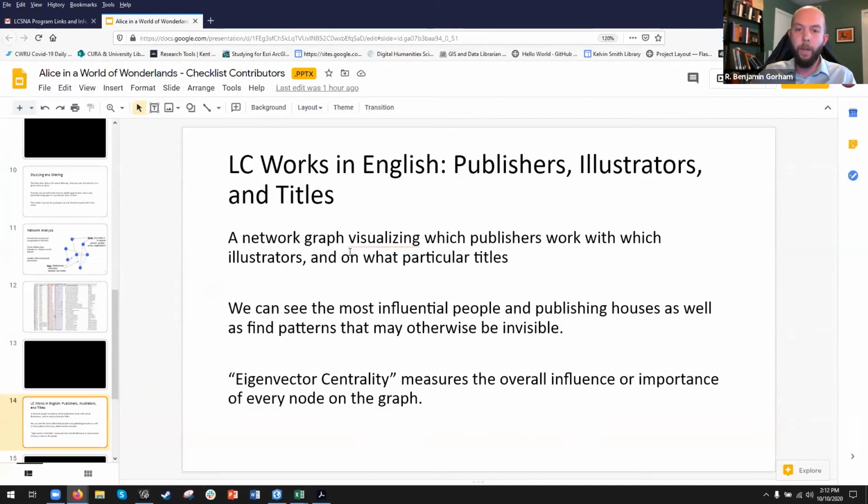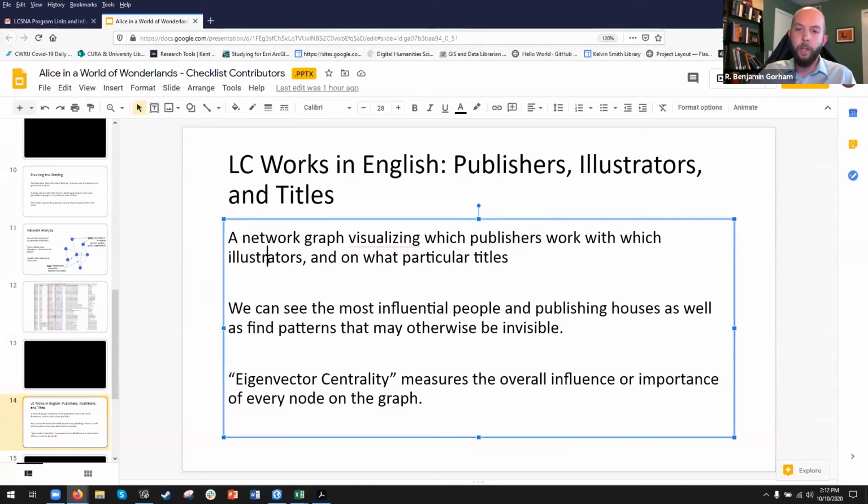Right, so next up is a network graph that visualizes which publishers work with which illustrators and on what particular titles. This again allows us to see the most influential people and publishing houses, as well as find patterns that may otherwise be invisible.